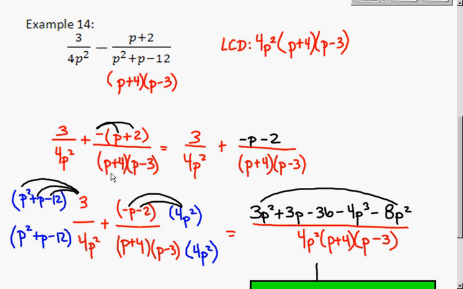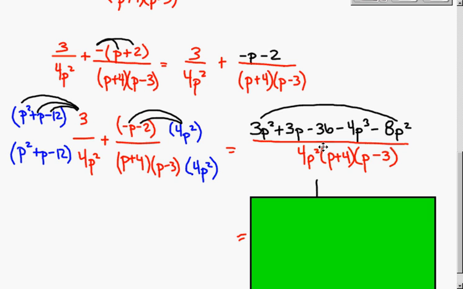In this step here, I distributed my 3 into p squared plus p minus 12, so I wound up with 3p squared plus 3p minus 36. And I distributed my 4p squared into this binomial here, and I wound up with negative 4p cubed minus 8p squared. And again, that's all over my least common denominator.